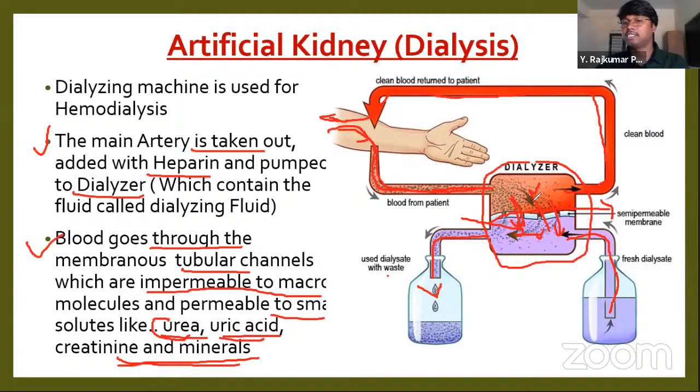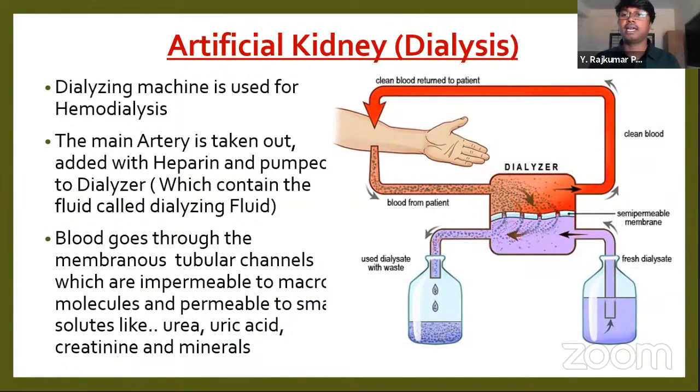There is a difference between dialysis and the human filtration of blood. What is the difference? In the formation of urine in the human body, the natural process, there is the process of reabsorption. But in dialysis there is no process of reabsorption, only secretion. There is no reabsorption process in the artificial kidney. Remember this.